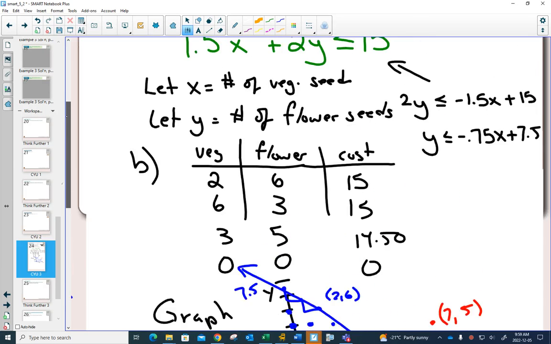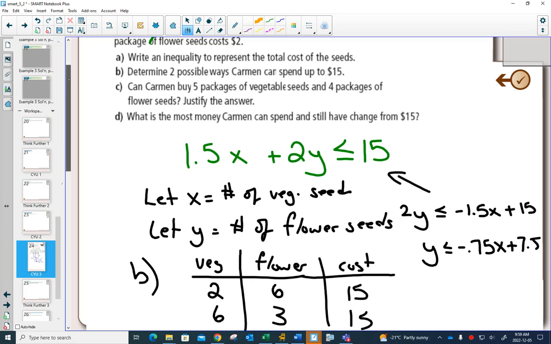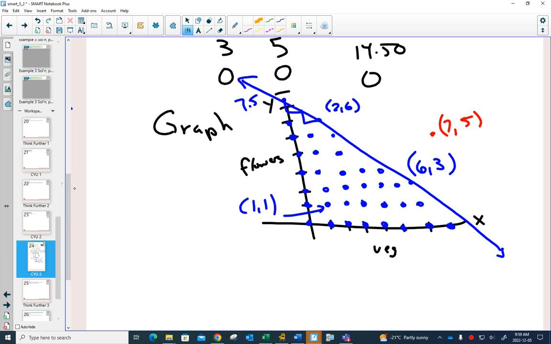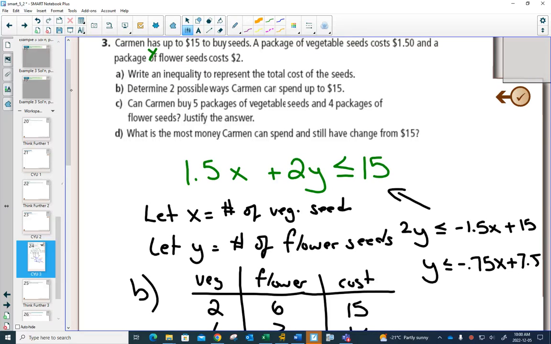So, in the rest of the questions here it says, can she buy 5 packages of vegetable seeds and 4 packages of flower seeds? So I go over 5, comma 4, would be right there. According to my graph, it looks like it would be too much. We can test it with the equation. 5 times $1.50 is $7.50, plus 4 times 2 is 8. That will cost $15.50.